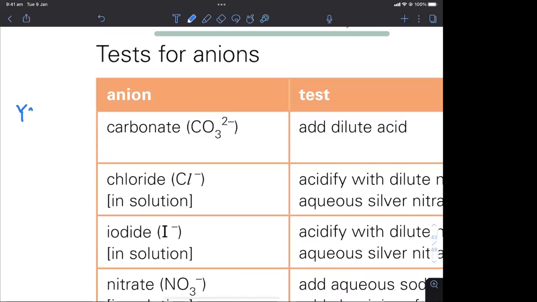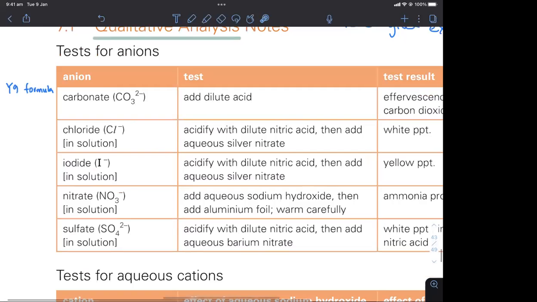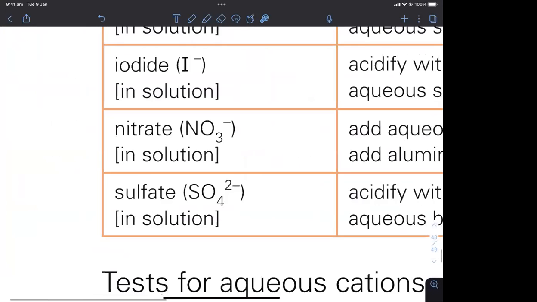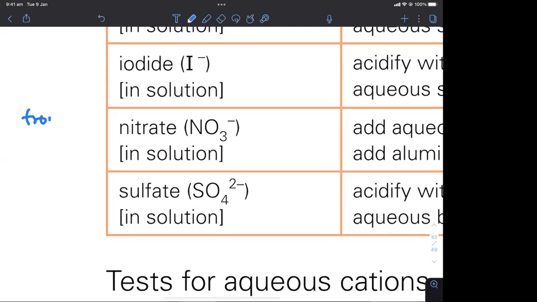When you did year 9 formula of compounds, you learned a table of ions: CO3 2 minus, carbonate, Cl minus, chloride, I minus, iodide, and then you have NO3 minus. Nitrate comes from nitric acid. Do you know what is the formula for nitric acid? Anyone? Can you just unmute yourself and tell me the formula of nitric acid? Come on, just anyone. No one knows the formula for nitric acid or sulfuric acid?